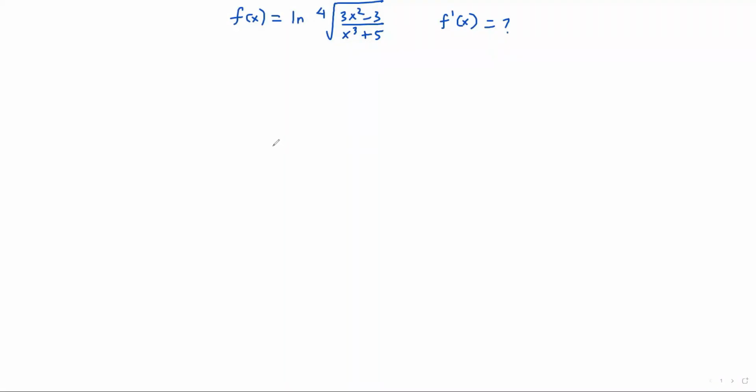f of x is equal to the natural logarithm of the fourth root of (3x² − 3) over (x³ + 5), and we have to find f prime of x, that is, we have to find the derivative of the given function with respect to x.